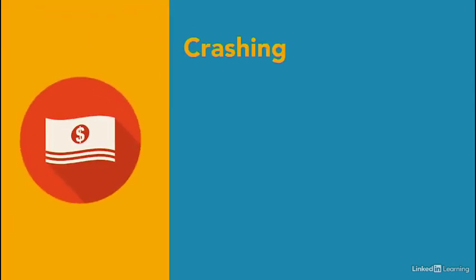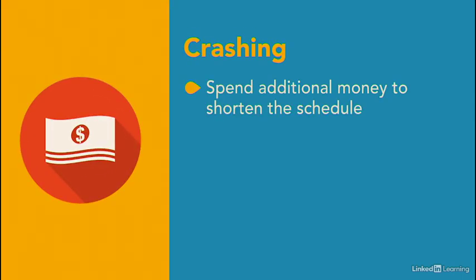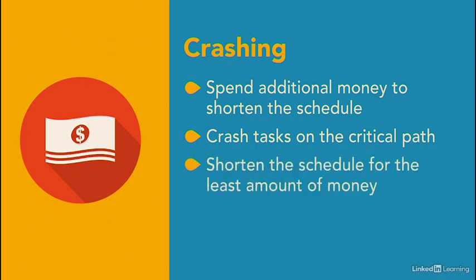The second technique, crashing, means you spend additional money to shorten the schedule, like paying for more people or expedited delivery of key materials. The critical path is still the place to look for tasks to crash. Think about it. Why would you spend money to shorten tasks if they aren't going to shorten your schedule? You also want the alternative that shortens the schedule the amount you need for the least amount of money.